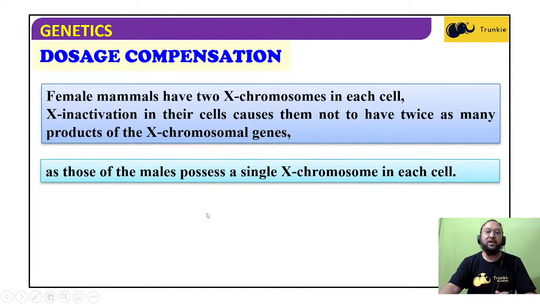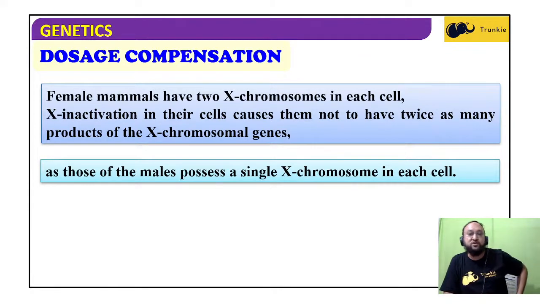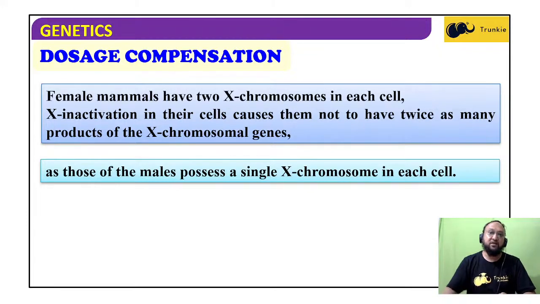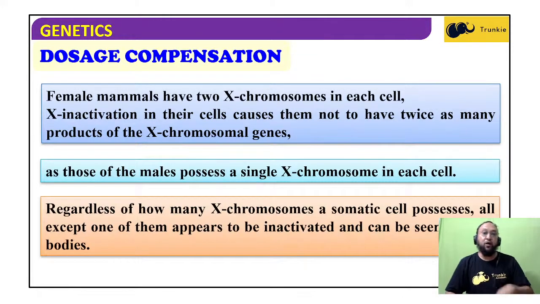Males possess only one X chromosome in each cell, so they have only one copy of the genes present on the X chromosome. If there were two X chromosomes, there would be two sets of genes, which is not required in the human body or in other mammals. Now, regardless of how many X chromosomes a somatic cell possesses, all except one of them appear to be inactivated and can be seen as Barr bodies. Now you are getting a clear picture of what a Barr body is.